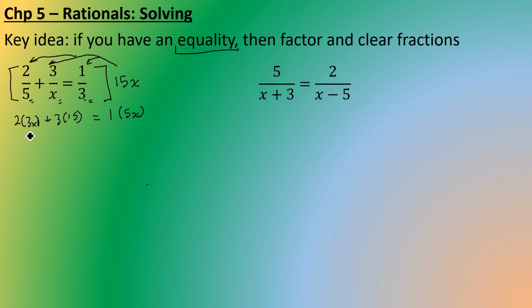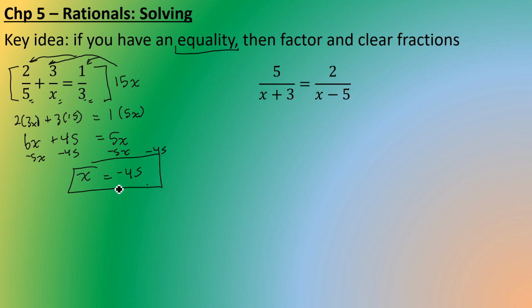And at this step, I'm just going to simplify these. So I have 6x plus 45 equals 5x. And then from there, we really just solve it like any other equation. I'll subtract my 5x to get it over to the left, and I will subtract my 45 to get it over on to the right. And I have negative 45 on the right, and I have x on the left, and actually at that step, I'm done. Now, I do need to check my answers.